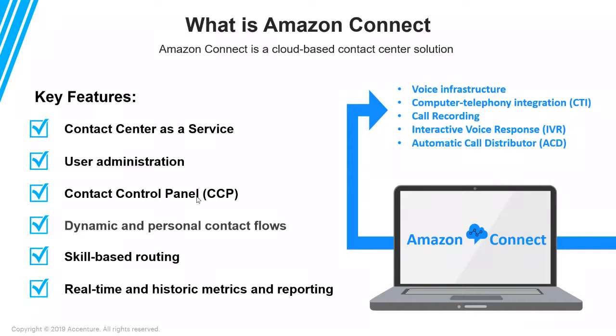Another key feature is that it provides a contact control panel, which is used by agents. Later on, we will see what this looks like. Another feature is that for your callers, you can create personalized or dynamic contact flows. Lastly, it can also track metrics and do some reporting for you automatically. For example, if you want to track how many calls were answered or how many calls were missed, you can easily track that using Amazon Connect. These are some of the key features of Amazon Connect.